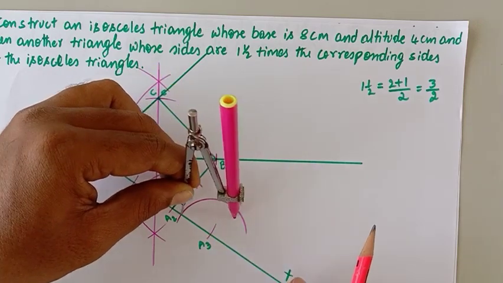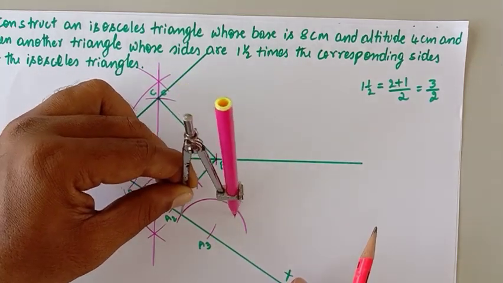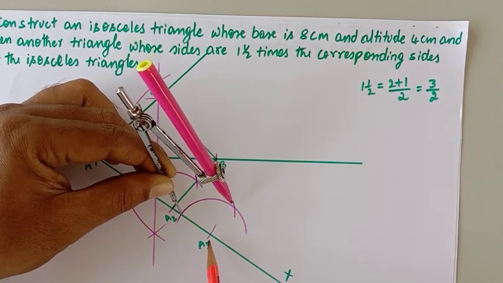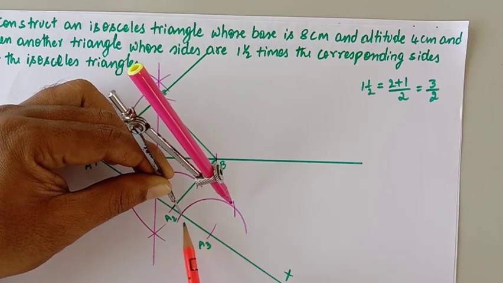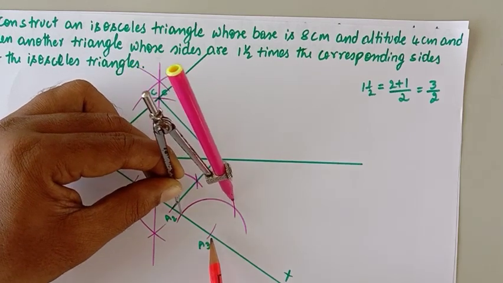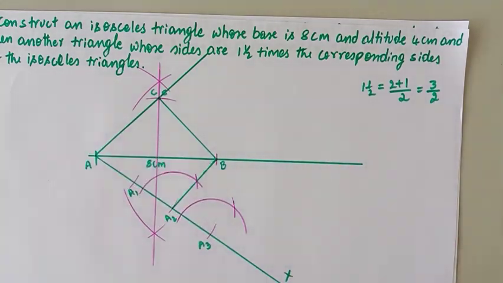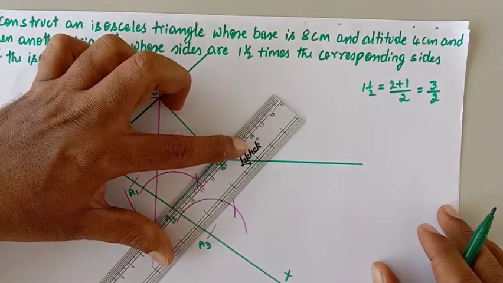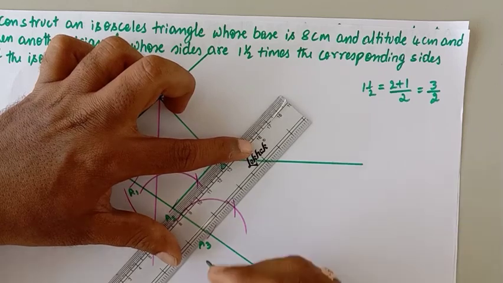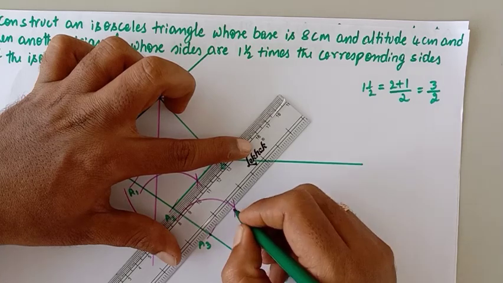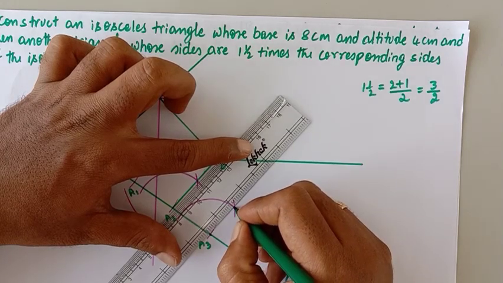With the same length, what we have to do, we should draw an arc, another arc, from the point where we have gone by drawing an arc from A3, I have drawn. I have got another point here. Through this point, I should draw a line from A3, which passes through the point here.